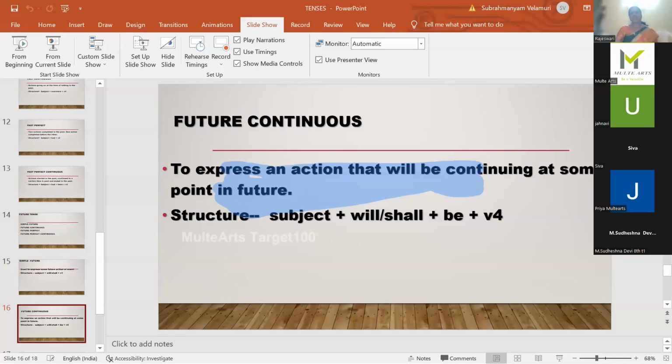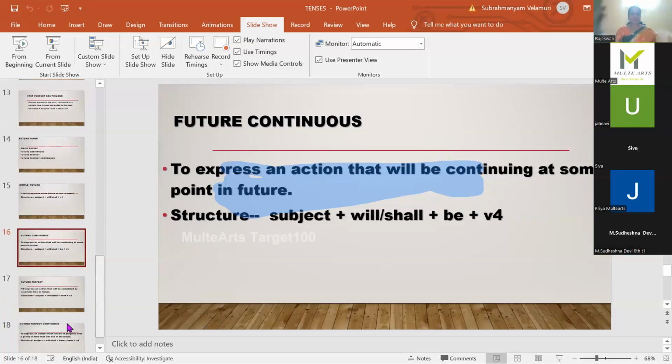Future continuous is an action that will continue for some time in the future. Suppose I say, I will be writing exam at this time tomorrow. I will be writing, I'm very sure. What will I be doing? The action will be continuing in the future. This time tomorrow I will be writing exam. When you say this to your friends, you use future continuous.